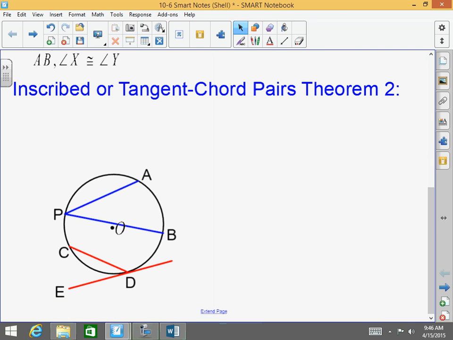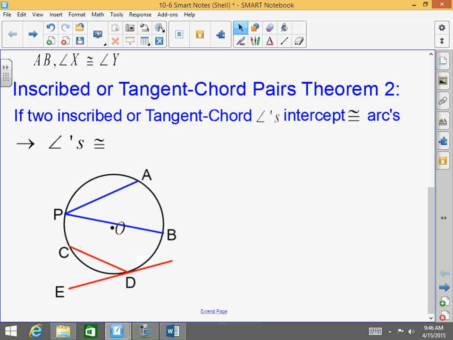This is called the Inscribed or Tangent-Chord Pairs Theorem 2. And this states if two inscribed or tangent chord angles intercept congruent arcs, then they are congruent angles. So if two inscribed or tangent chord angles intercept congruent arcs, then the angles are congruent.